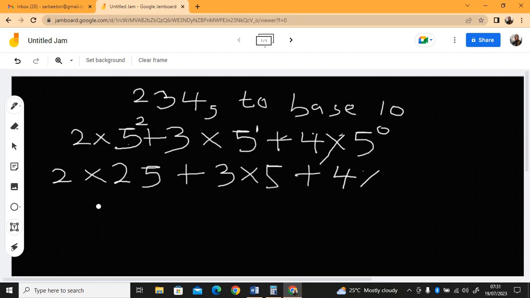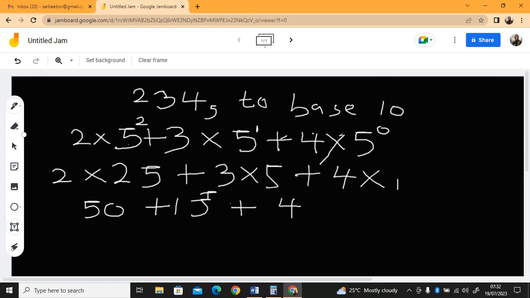So now let's move on. 2 times 25 is 50 when you use the calculator. So this is going to be 50 plus 3 times 5, which is 15, then 4 times 1, which is 4. Okay, so remember this is 15.